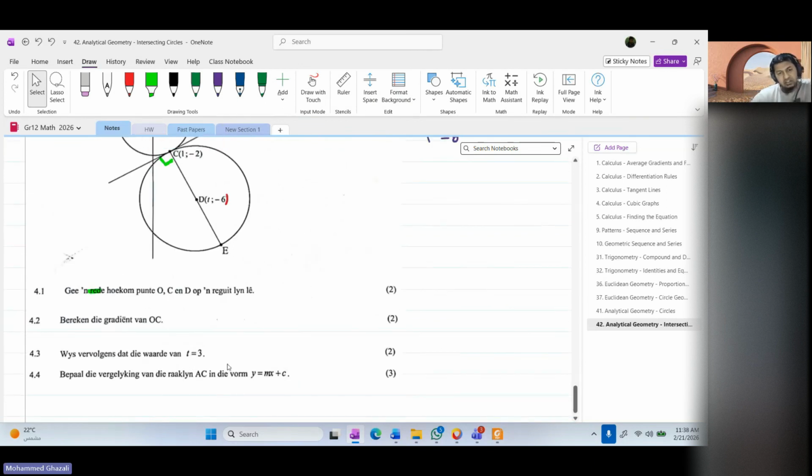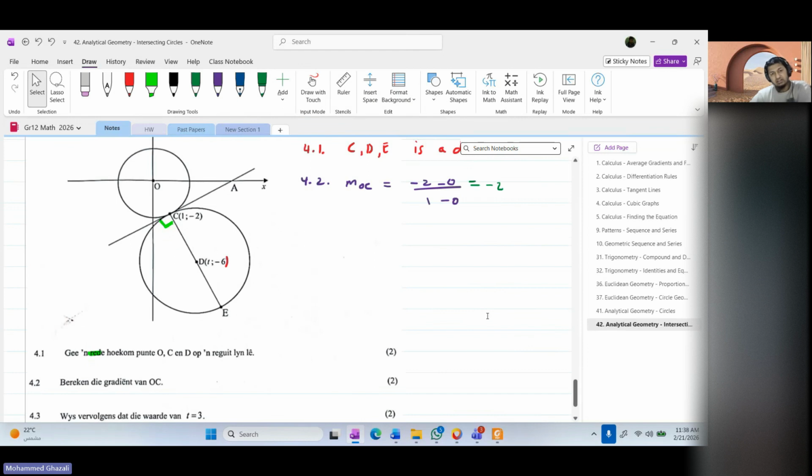Show how to get t equals 3. I think that's what they're asking us for, right? So how to get t equal to 3.